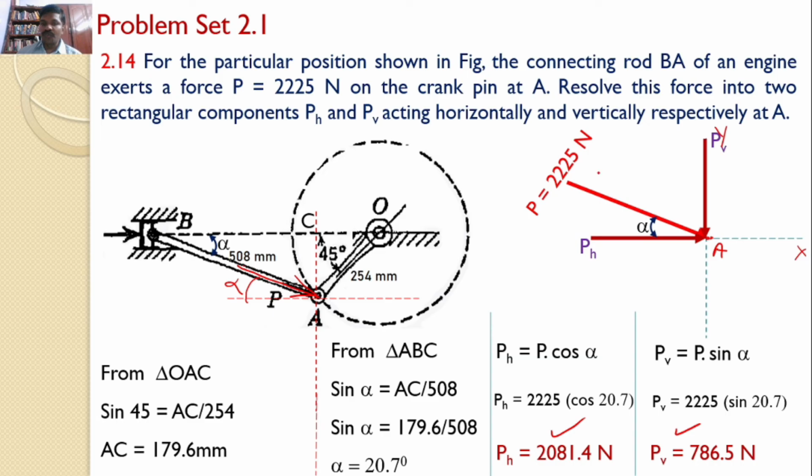Let us transfer these two forces onto the original xy axis. So if we transfer that, then I will get here, this is the component PH and this is the component PV. So this is PH, this is PV, and what about the original force? This is my original force, that is P.